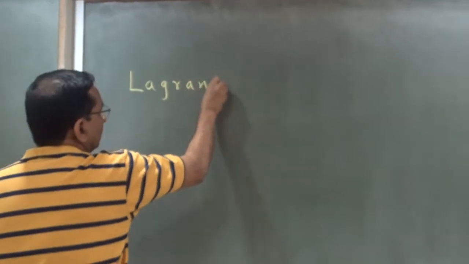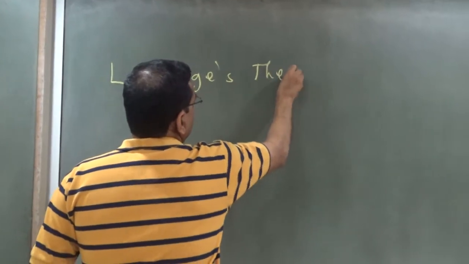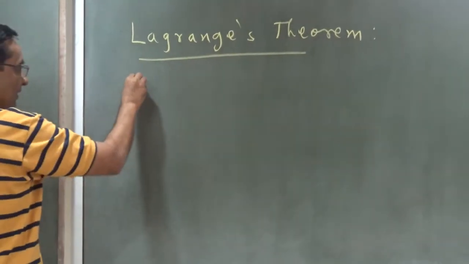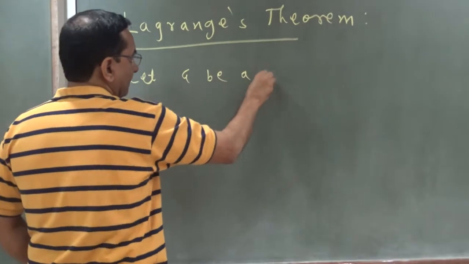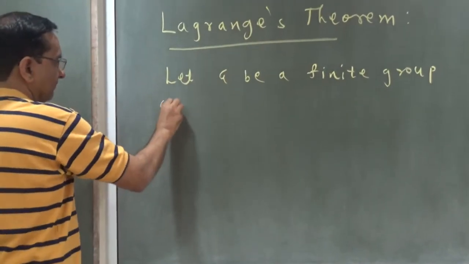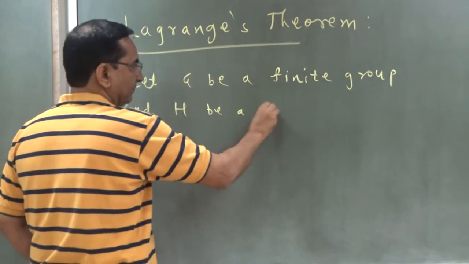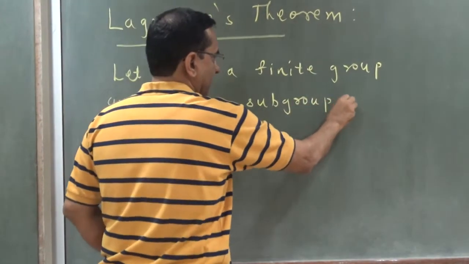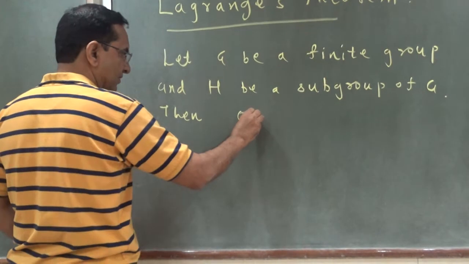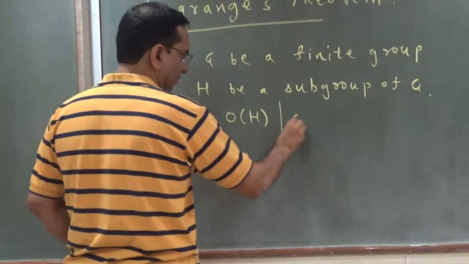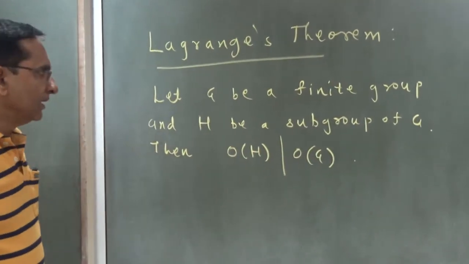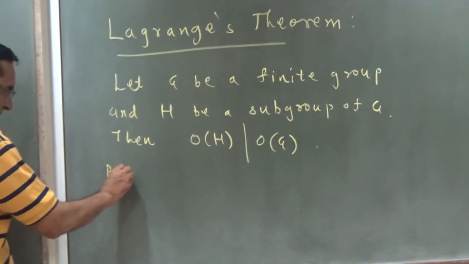Lagrange's theorem. Let G be a finite group and H be a subgroup of G. Then order of H divides order of G. This symbol means divides: order of H divides order of G. So let's see how to prove this.